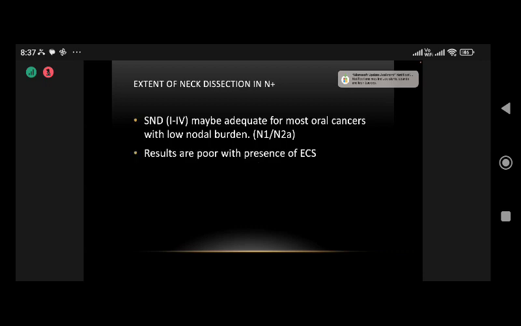Results are poor in the presence of extracapsular spread. So if you find extracapsular spread in your node positive patients, please do not do a selective neck dissection. It's better to do a modified neck dissection.